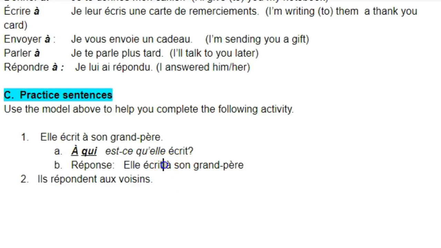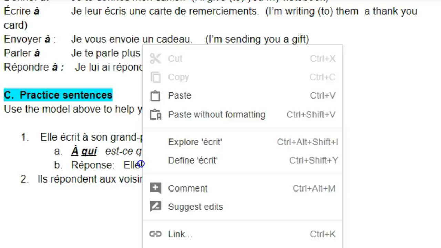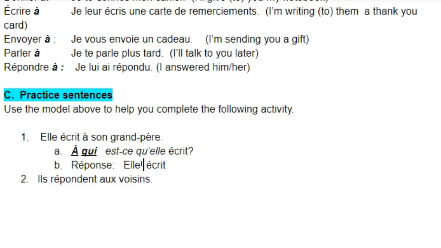we would take out à son grand-père and we would replace it with the word that means to him. Which one is that? Lui. Elle lui écrit. All that says is she's writing to him or she's writing to her. It's contextually dependent, so you just have to refer back to the original statement. Did you see how that happened, how we did that? Try it with the second sentence on your own.